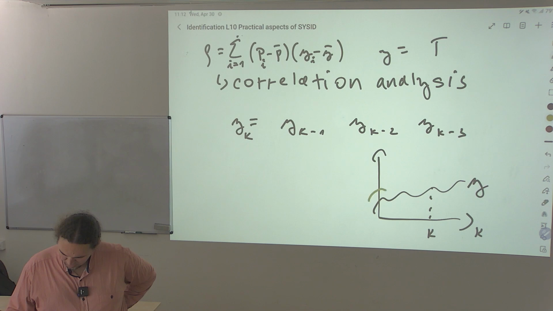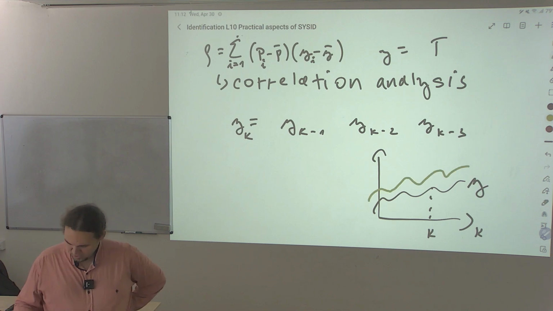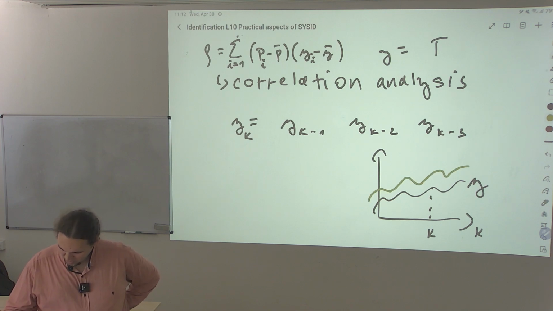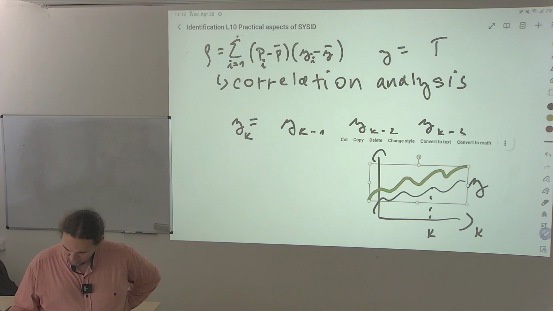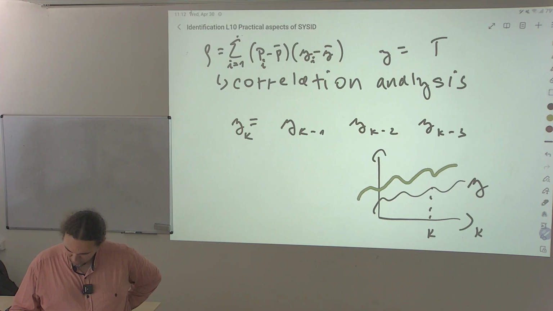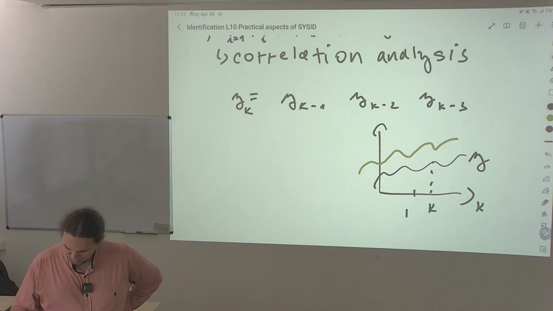We shift it backwards in time, to k minus 1. Sorry, I'm just uncoordinated with my plotting.